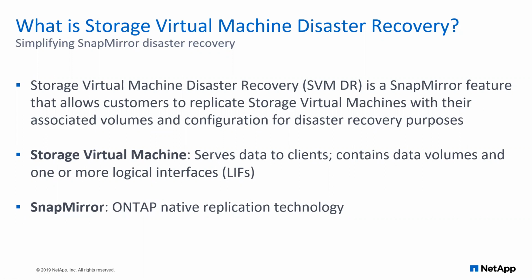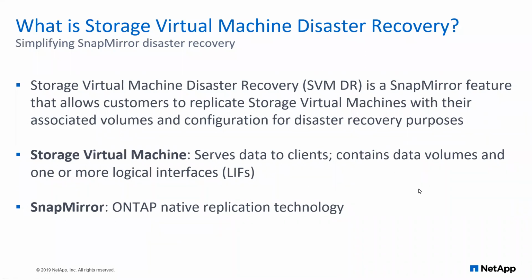That is really useful because SnapMirror is typically done at the volume level as opposed to the SVM level. Quick level set for anyone who's maybe more familiar with Cloud Volumes ONTAP than the nuts and bolts of ONTAP itself. The storage virtual machine, or SVM, is a virtual machine that serves data to clients as part of your ONTAP cluster. It contains data volumes, and it has one or more logical interfaces. And then SnapMirror is NetApp's ONTAP native replication technology for replicating data from ONTAP systems to other ONTAP systems.